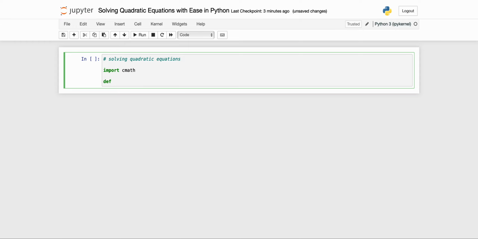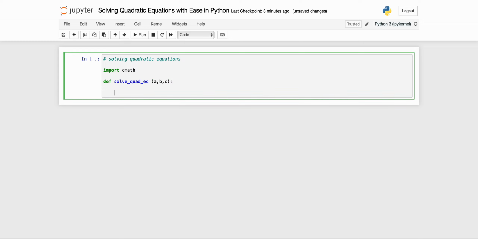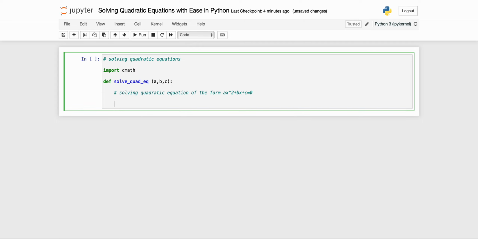Let's call the function solve_quad_equation. There will be three parameters here: a, b, and c. Whenever we'll be solving a quadratic equation of the form ax squared plus bx plus c is equal to 0, that's how we extract our a, b, and c.